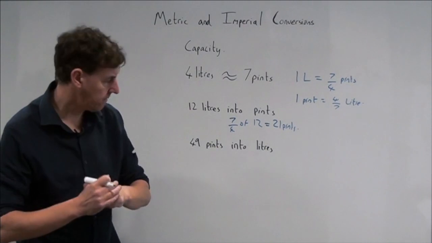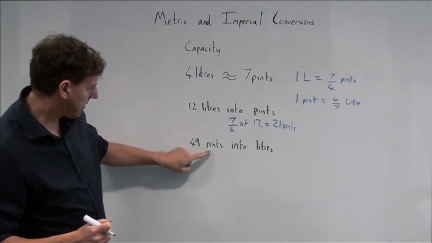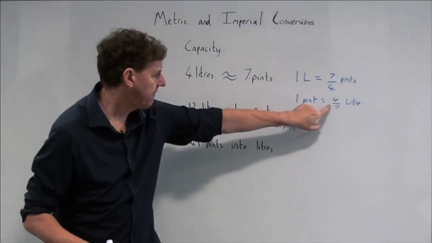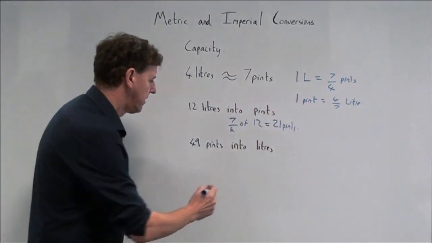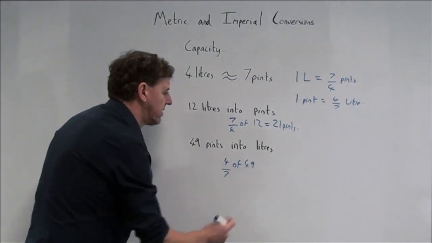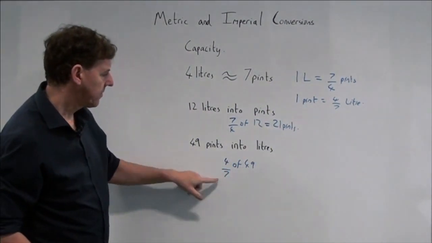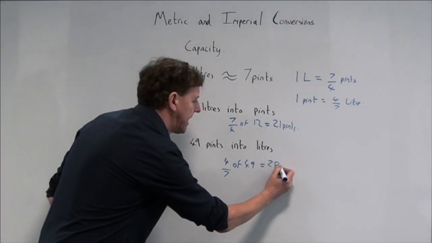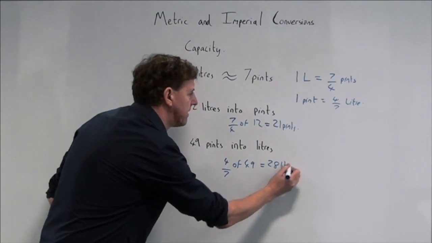Or if I go the other way, if I'm trying to find 49 pints, I want to know what 1 pint is. I know that 1 pint is 4/7 of a litre. So I want 4/7 of that 49. So 49 divided by 7 is the 7. And then 7 times 4 makes that 28, which makes 28 litres.